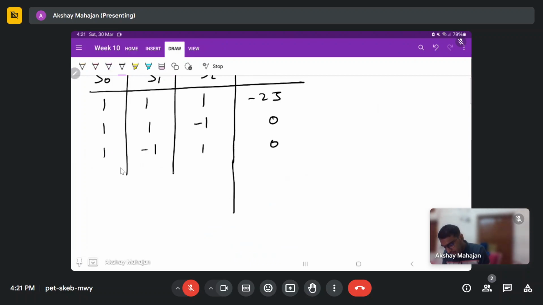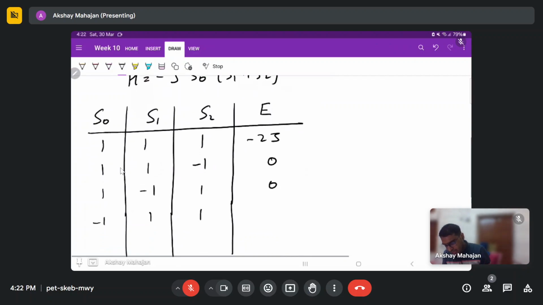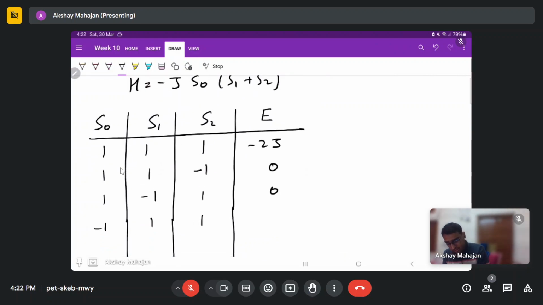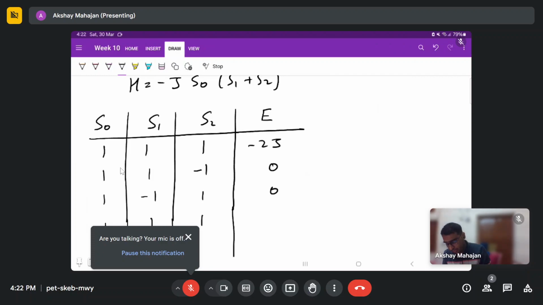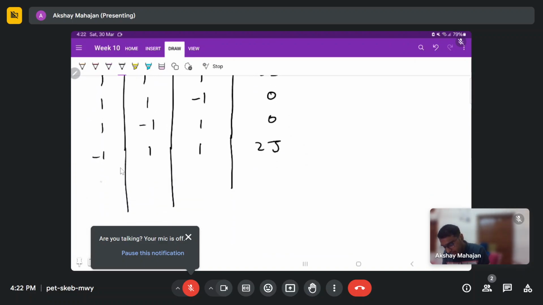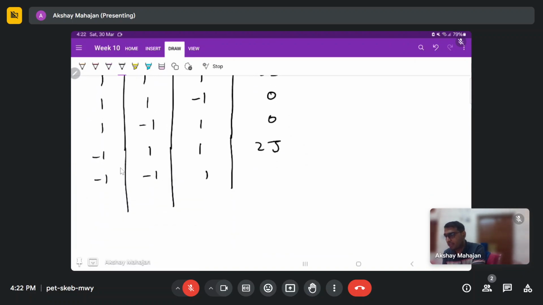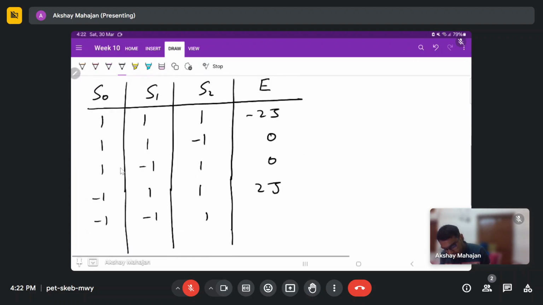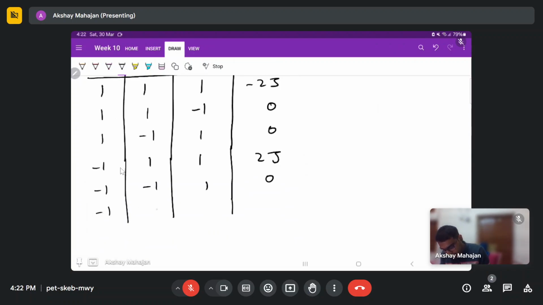Then if we have minus 1 1 1, then S1 plus S2 will give us 2. S0 is minus 1, we take that minus with J, so that we get minus J times S0 will become 1 J, so J times 2 will be 2J, so we get an energy 2J. Then another could be minus 1 1 minus 1. So again S1 plus S2 will become 0, so we will again have a 0 value. Similarly, if we have minus 1 minus 1 1, that energy will also be 0.